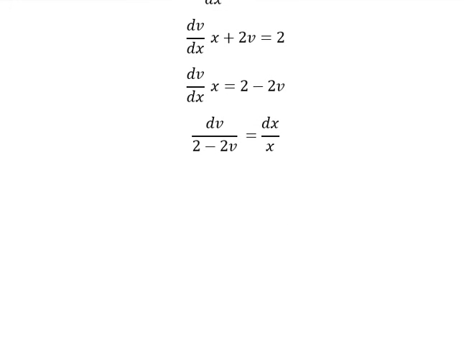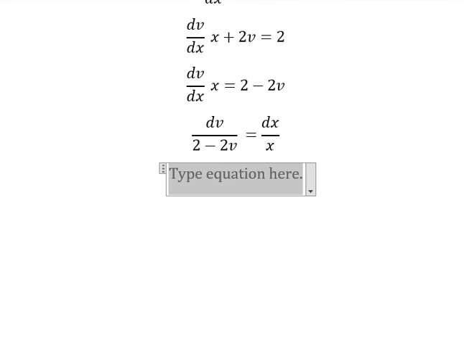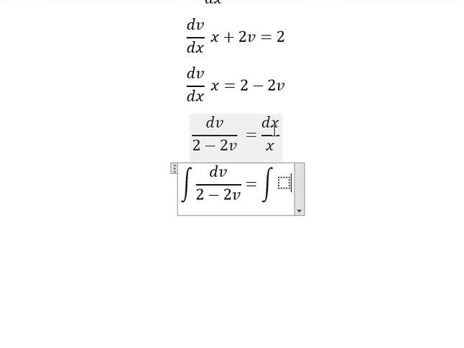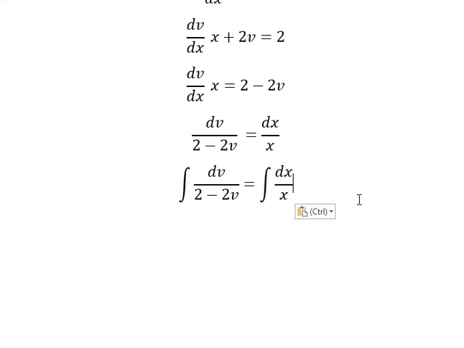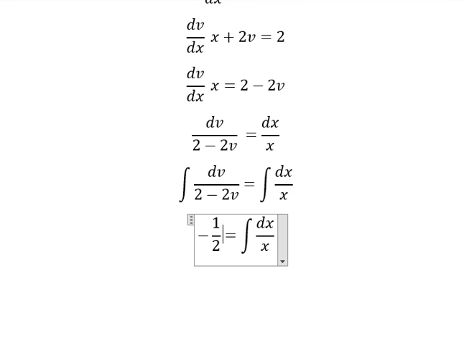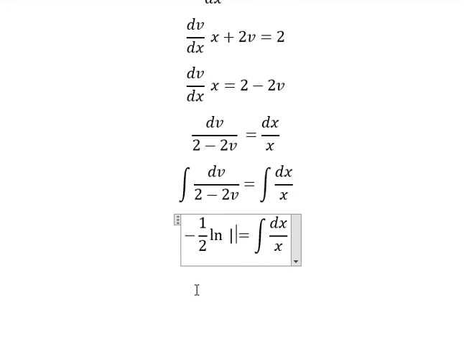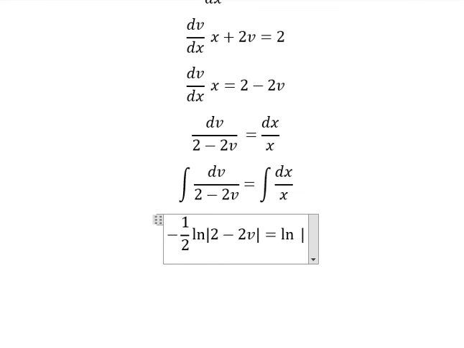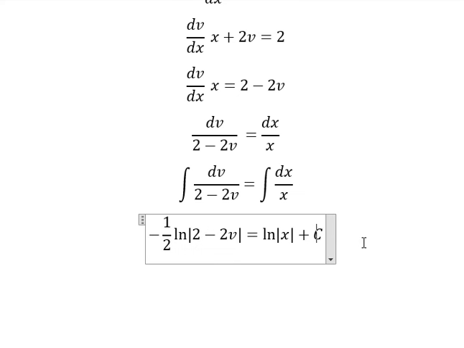Next, I will put the integration for both sides. So the integration of this one, we have negative 1 over 2 ln of the absolute value of 2 minus 2v. This one I will have ln of the absolute value of x, and I will put plus c.